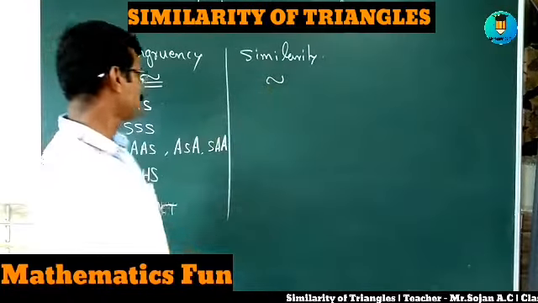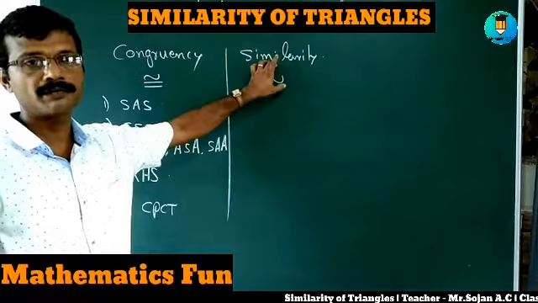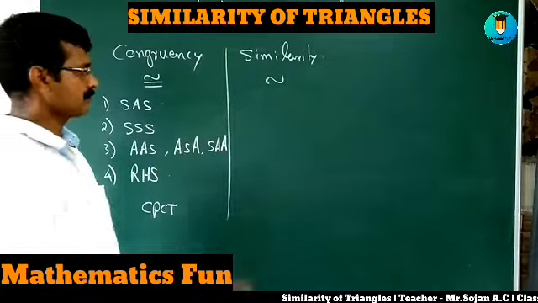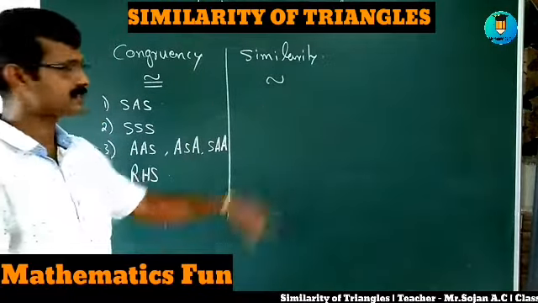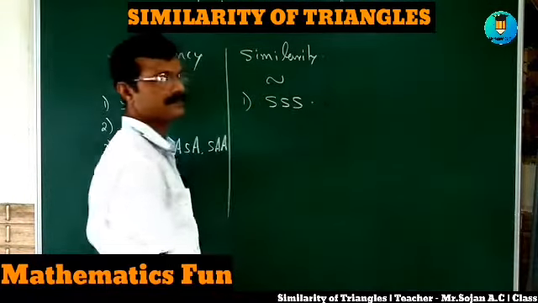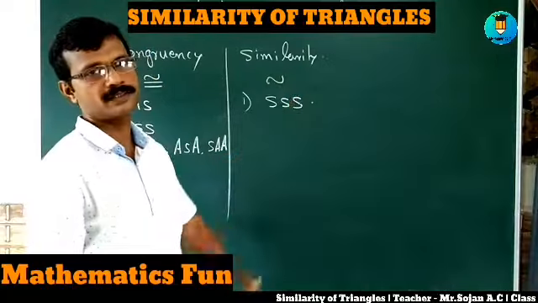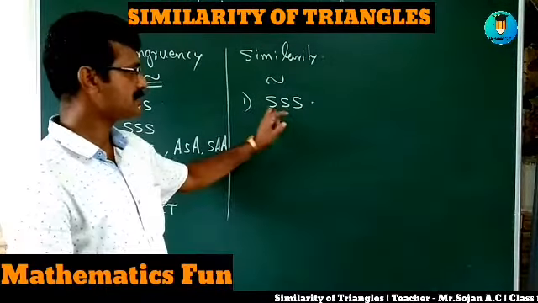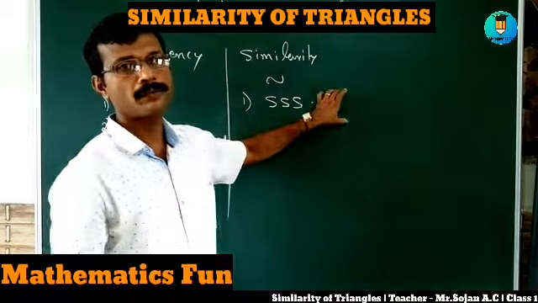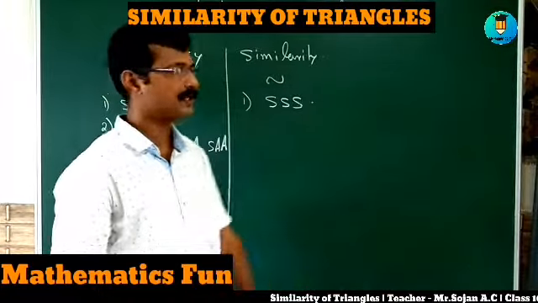Here, how do we check whether the given pair of triangles are similar or not? Just like before, we have a few rules. The first rule is the SSS rule, that is side, side, side. What does it stand for? If the three sides of a triangle are in proportion with the three sides of the other triangle.